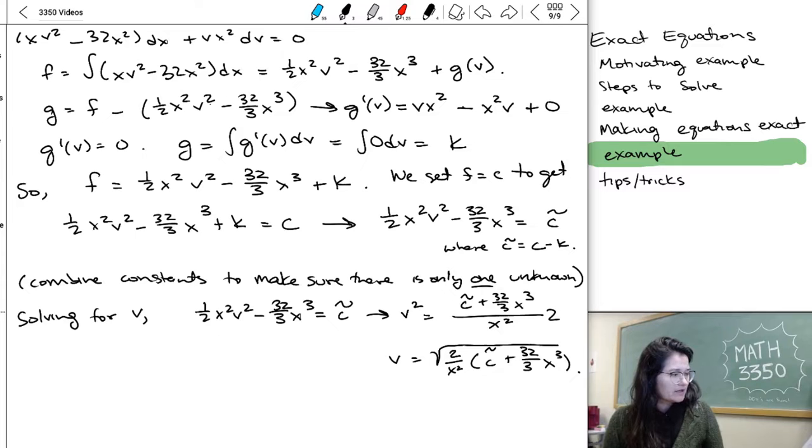And it looks like in our problem, we were not given an initial condition. It's not an initial value problem. We were looking for the general solution, and so we have it. And we're done with this.